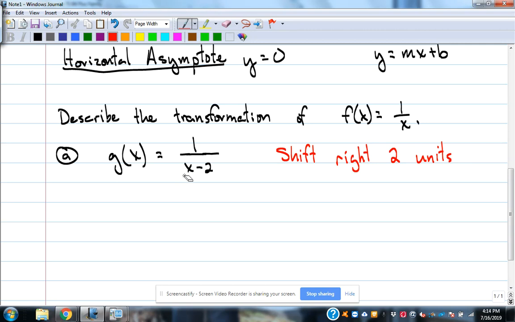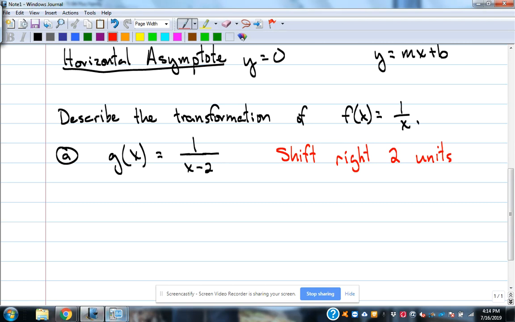If that were x plus 3, it would be to the left 3 units. So it's always the opposite when it happens on the inside. The horizontal stuff happens on the inside, and it's usually the opposite sign of what's there. So the minus 2 says right 2 units. The plus 2 would say left 2 units if it were on the inside. So here we have a shift to the right 2 units, and that's the only thing that happened to it.